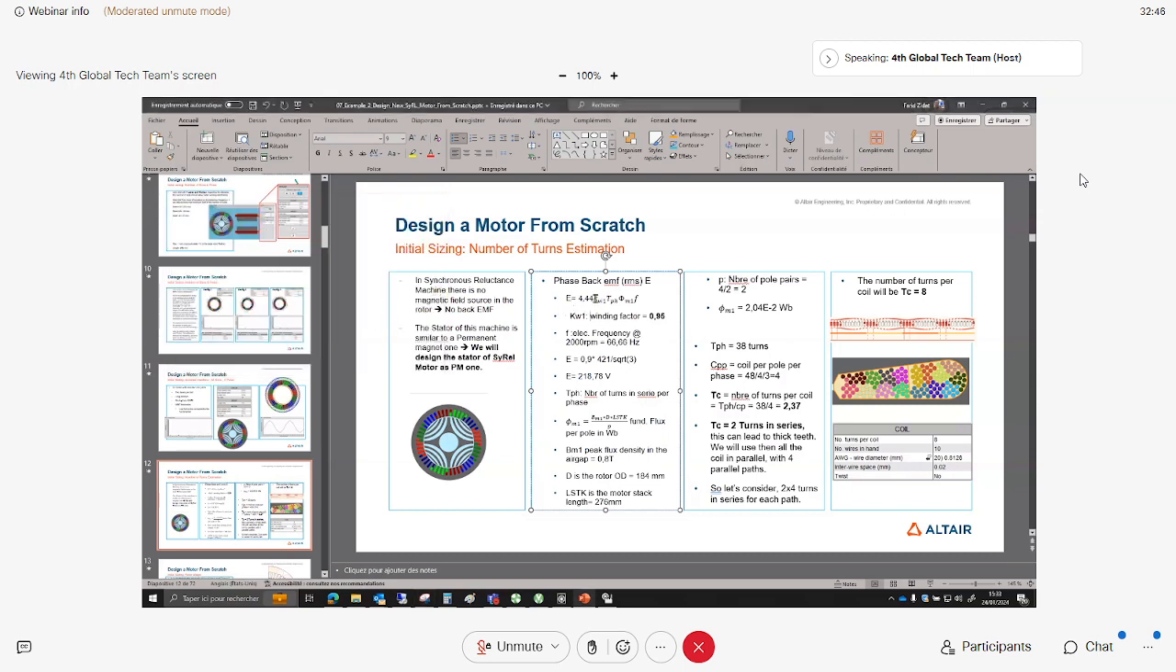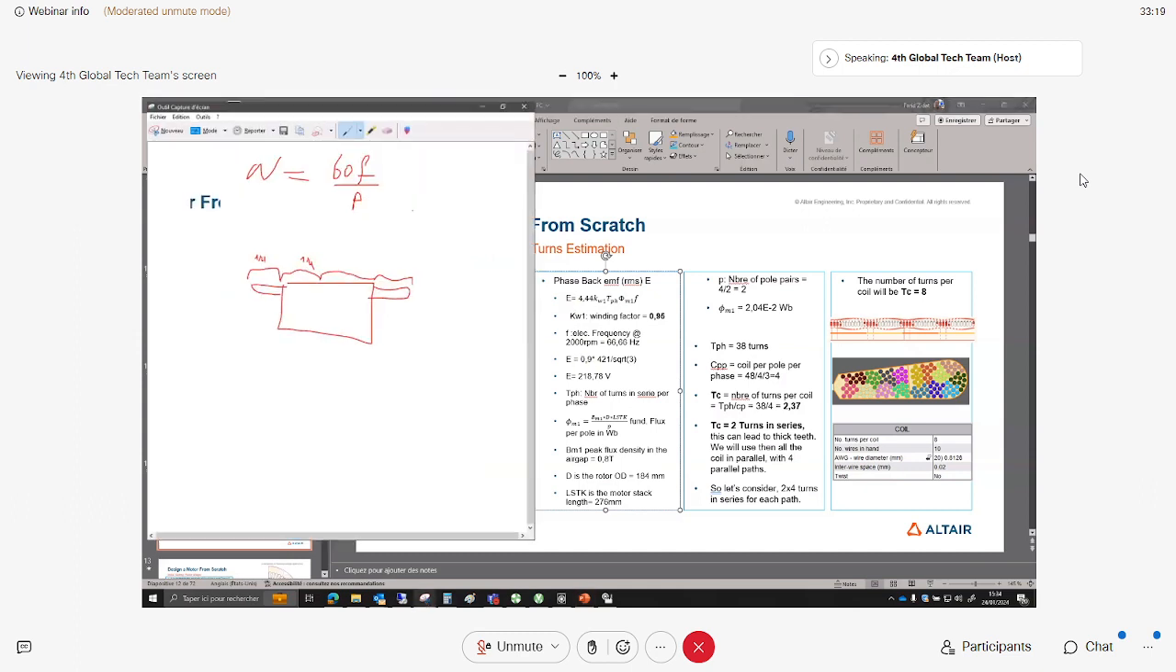So then we have this winding factor computed. We have the frequency computed. We need to know, to compute the number of turns, there are still two unknowns: the magnetic flux over one pole and the back EMF. So the back EMF we are going to target is the voltage supply we computed previously with the voltage drop.